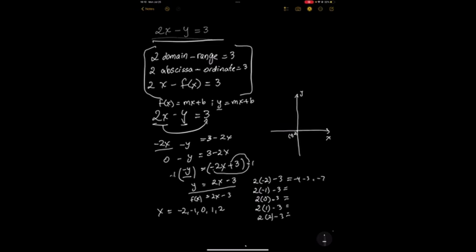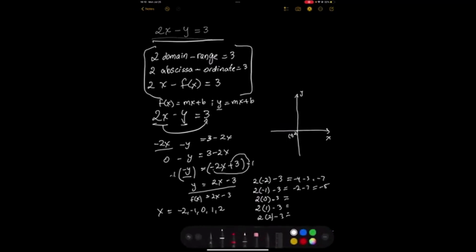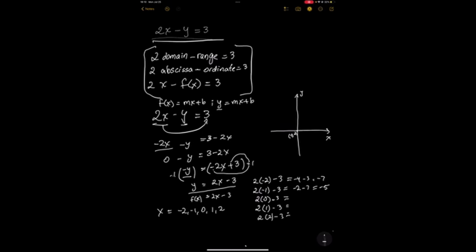When you're adding, you just add them together because they are the same thing. 2 times negative 1 is negative 2 minus 3, which is equal to negative 5. 2 times 0 is 0, minus 3 is negative 3. 2 times 1 is 2, minus 3 is equal to negative 1. 2 times 2 is 4, minus 3 is equal to 1.